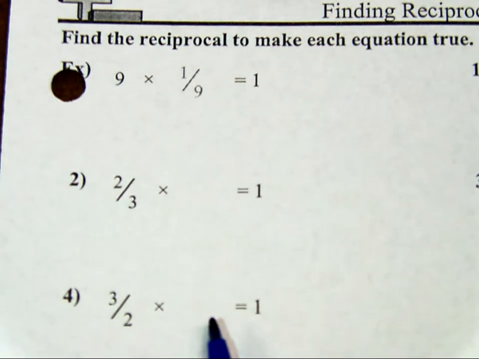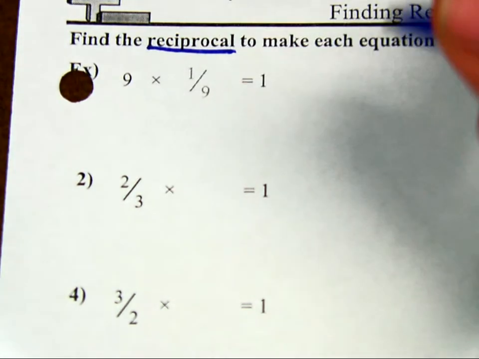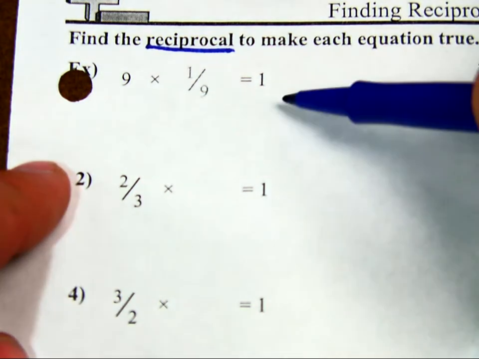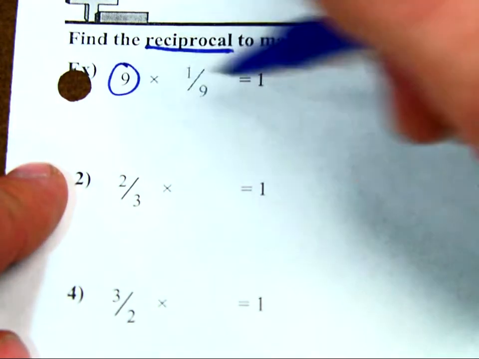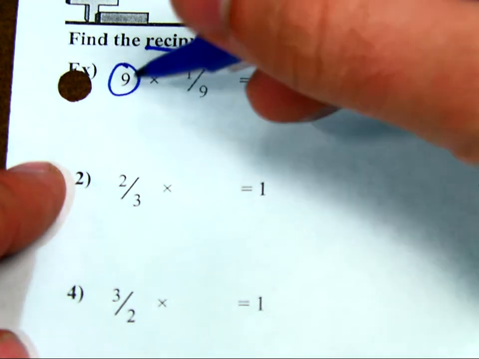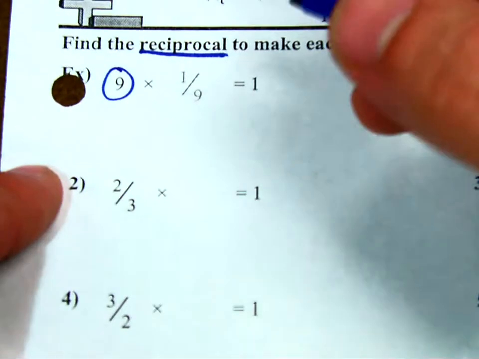Okay, so for this one, we're talking about how to find reciprocals. Now, a reciprocal is a really interesting concept in math. A reciprocal is the number that you multiply times another number to equal 1. It's kind of a complicated concept. You have your number, let's in this example say 9. 9 times some other number will equal 1. In this case, because it's 9, it'll be 1/9. I'm going to prove why that's true, so just wait for a second.